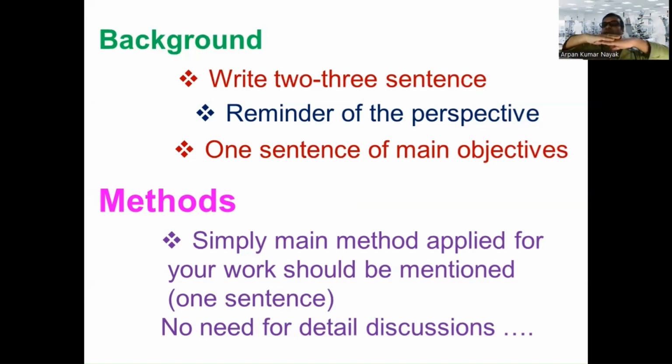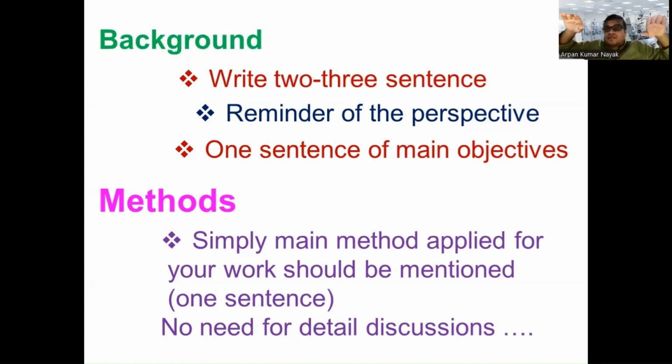The second sentence will be the main objective, what exactly you want to do. The third statement will be the method you applied. In the objective part you can also add the methods. After the main objective, you can add how you did it.